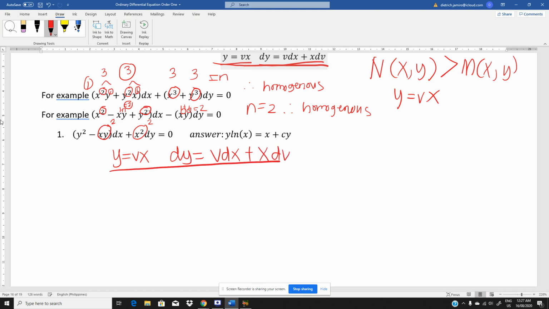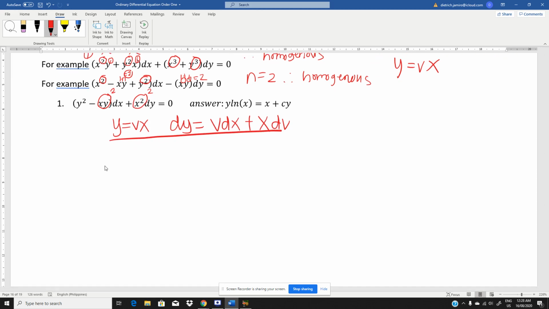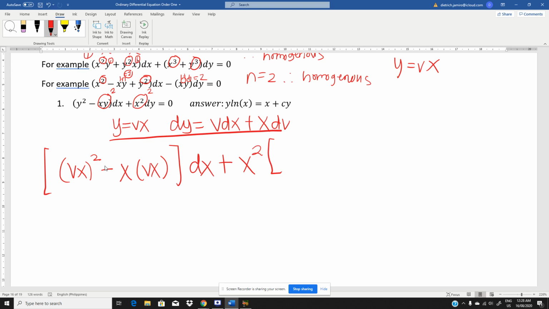Substituting this into our problem, we will have (vx) squared minus x times y, where y is equal to vx, dx, plus x squared times dy, which is equivalent to v dx plus x dv. So I'll substitute, and we will have x dv equals to 0.